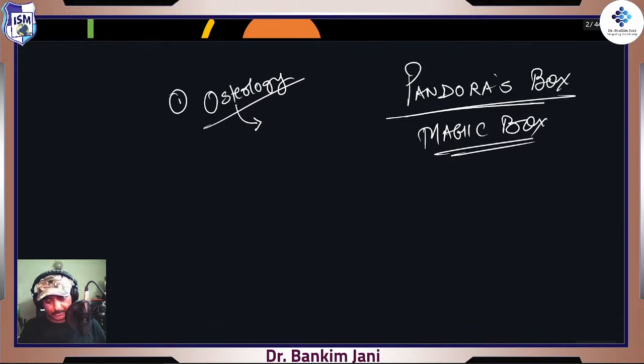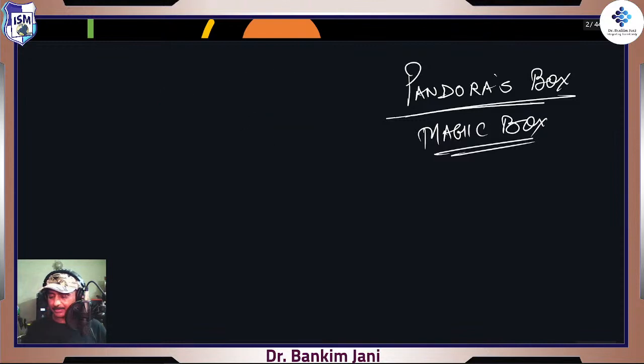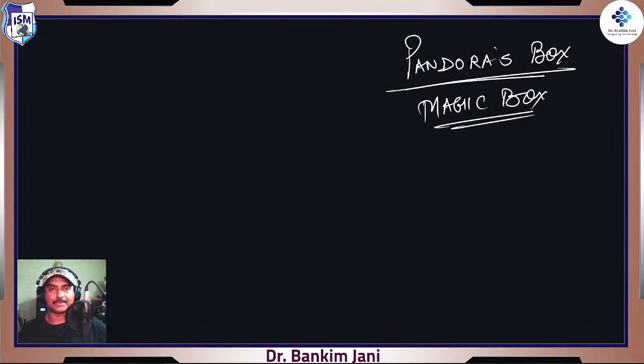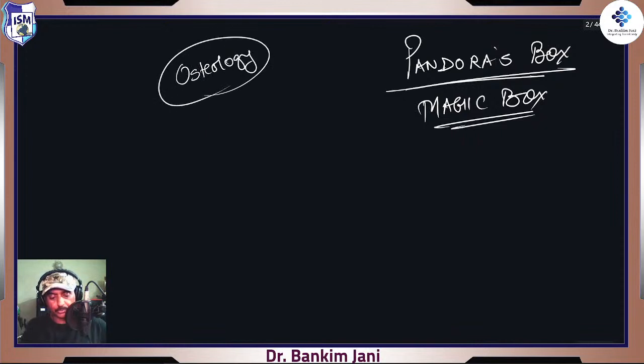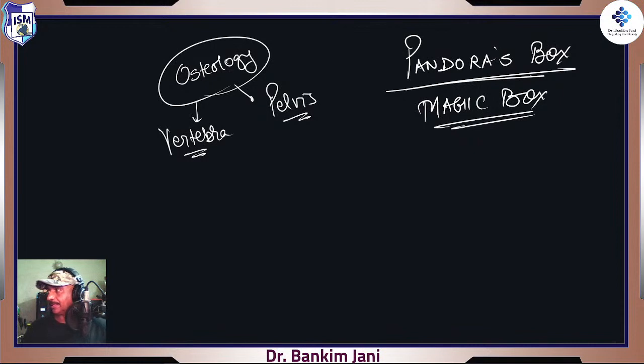Now, see, some portion of abdomen is like mathematics. I'll keep this Pandora's box because I like it. Some portion is like mathematics. When we say osteology, the bones pertaining to abdomen are very few bones. One would be the vertebrae, and second would be the pelvis. That's it, right?